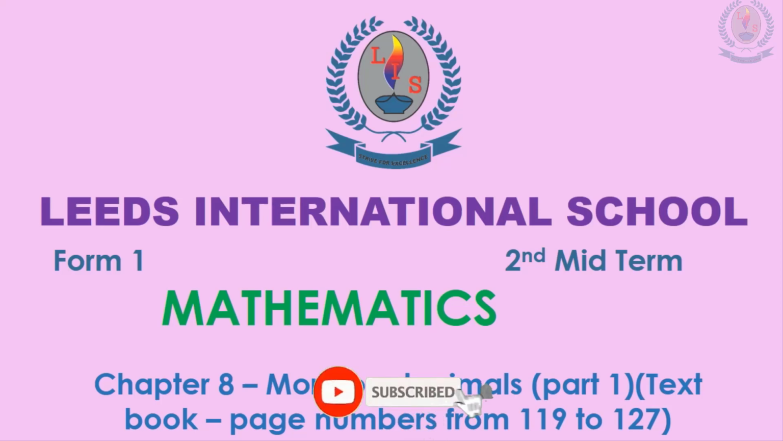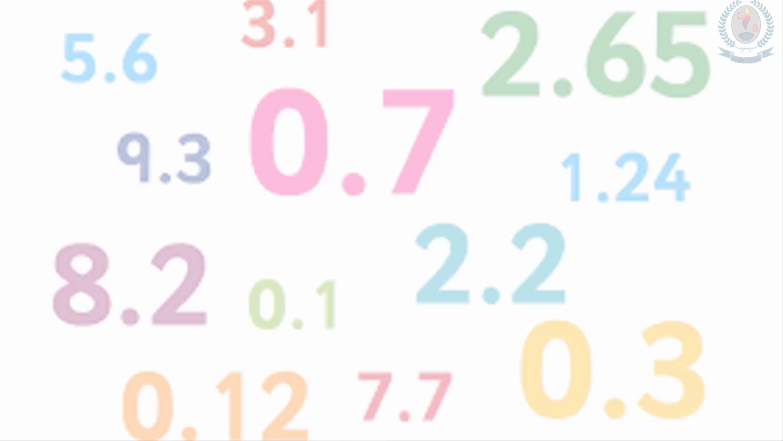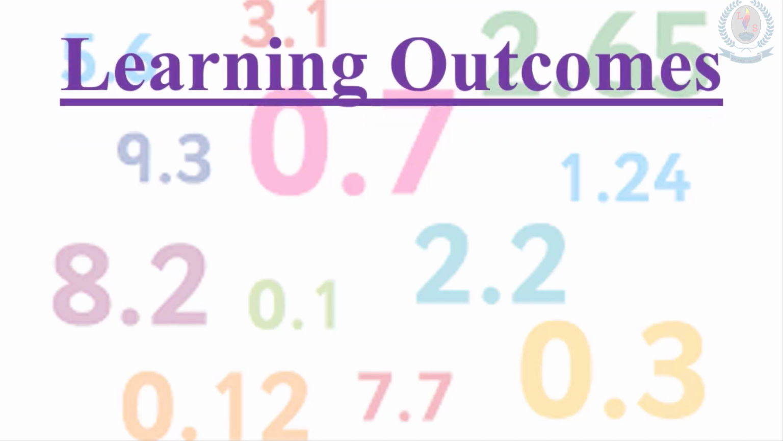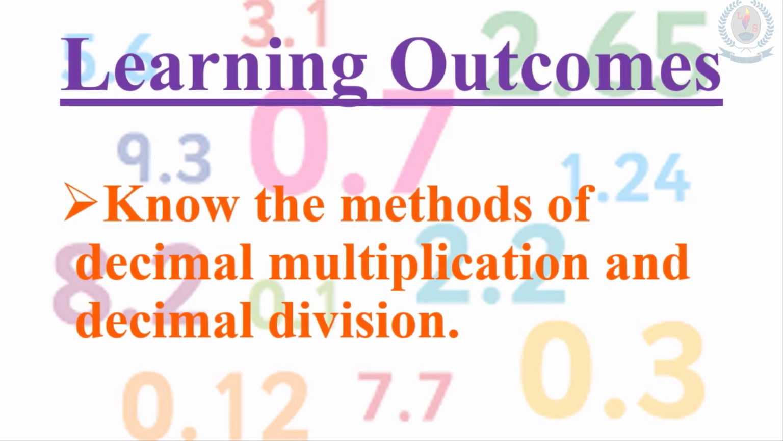Form 1 Mathematics, second midterm, Chapter 8, More on Decimals, first part, textbook page numbers from 119 to 127. Learning outcomes. Know the methods of decimal multiplication and decimal division.